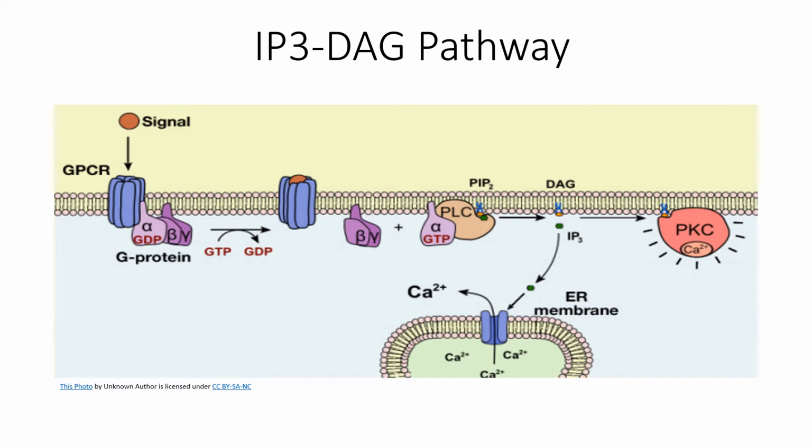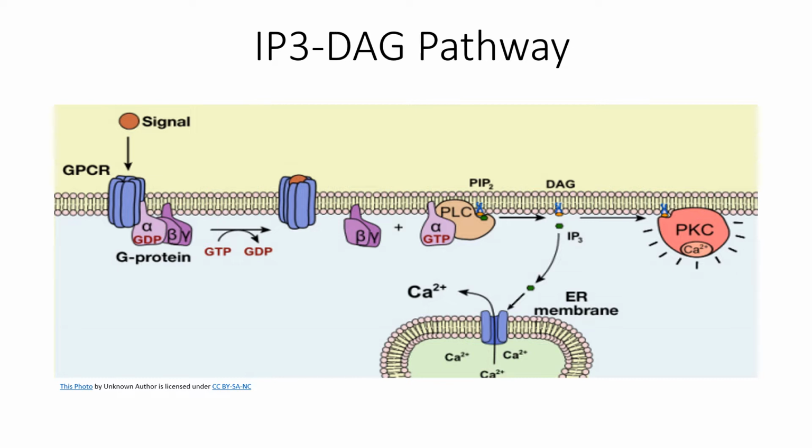So it releases, and then what happens? This DAG is bound with protein kinase C, but protein kinase C is not activated. But IP3 then goes and binds with the membrane of the endoplasmic reticulum. After binding IP3, the endoplasmic reticulum releases calcium ions readily. After that, the surrounding calcium concentration increases, and these calcium ions come and bind with this PKC-DAG unit.